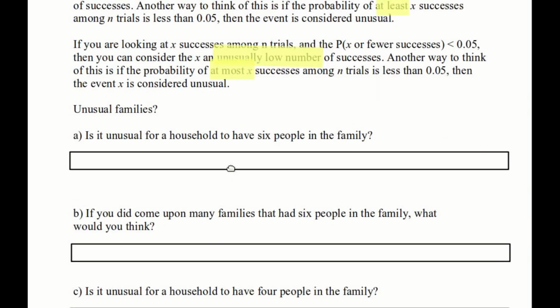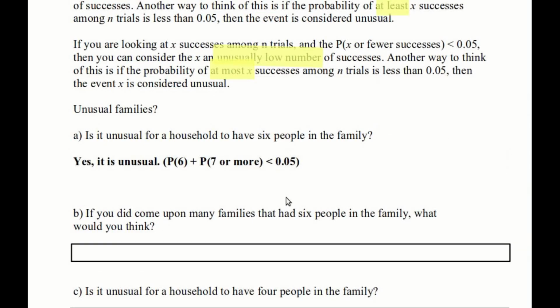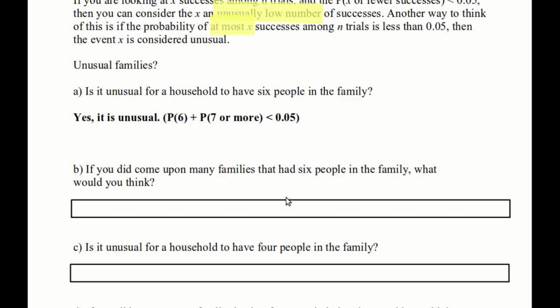So when we ask this question, we have to take the probability of having 6 people and add the probability of 7 or more to that. That's still less than 5%, so yes, this is an unusually large size for a family in the United States at the time of the 2010 census.